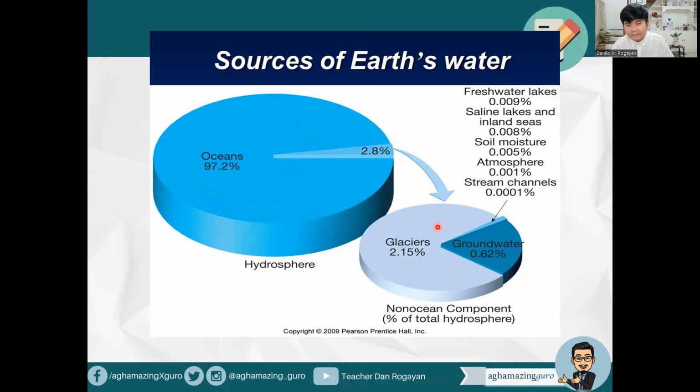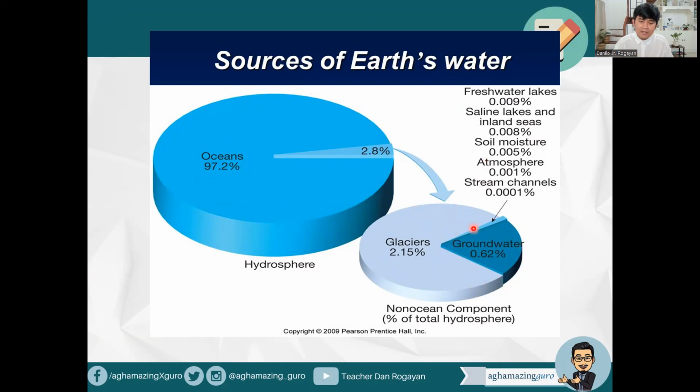And out of 2.8%, 2.15 is glacier, then groundwater is 0.60. So you can see here that less than 1% lang ang pwede nating magamit as groundwater, which is of course available for drinking, but you're not sure kung potable ito. So depending on the sources of water. But of course, in other provinces in the country, there's still potable water, but most often than not, adulterated and polluted. That's why we have our mineral water.